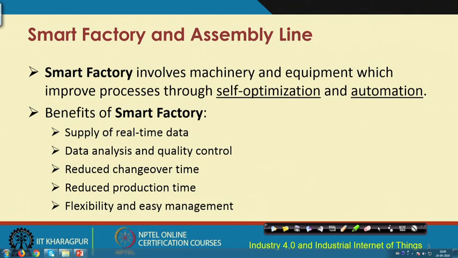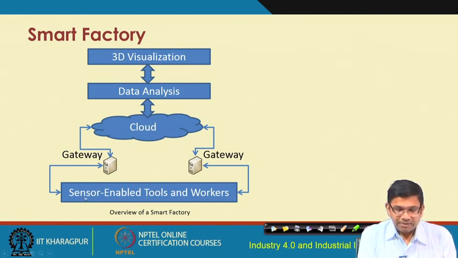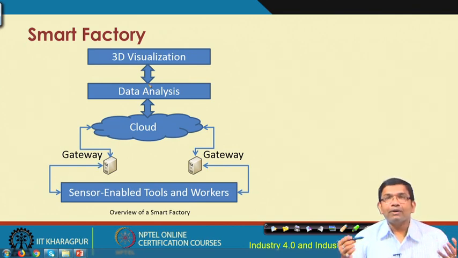Having understood this, let us now proceed further. We have already seen the different benefits of having a smart factory. Let us now look at from a different perspective how this smart factory is going to work. At the very bottom, we will have sensor enabled tools and workers. This is what I was telling you earlier, that your devices are going to be sensor enabled. This is understood in a manufacturing plant, in a factory and so on, but not only these tools and devices, but also the workers are going to be sensor enabled. They are going to throw in a lot of data, which are going to pass through this gateway to the cloud, where further data analysis, data visualization, etcetera, are going to be done, and the results are going to be made available to the respective stakeholders based on their corresponding policies, their access control mechanisms in place, and so on.